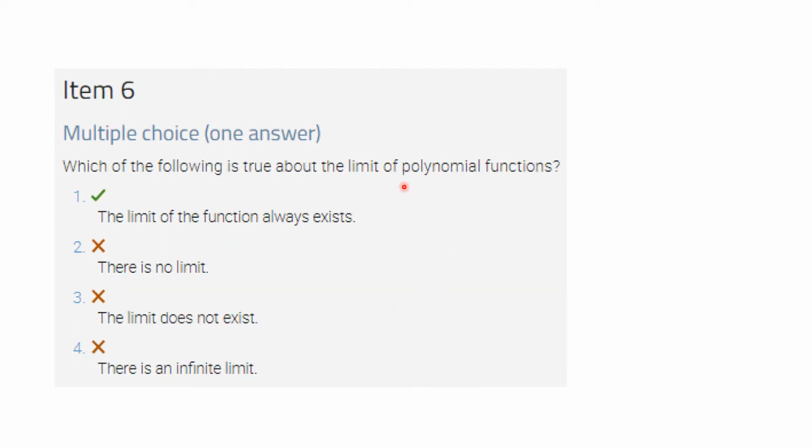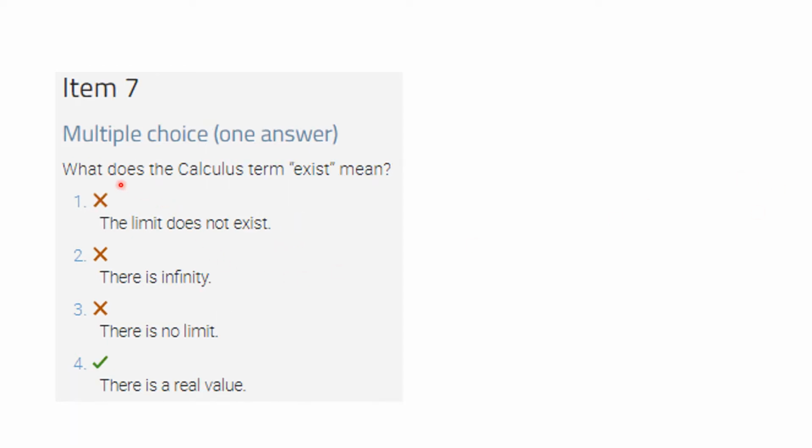Which of the following is true about the limit of polynomial functions? Remember that polynomial functions have no restrictions; all values are allowed. Therefore, the limit of the function at any value c will always exist. Exist as a term in calculus would mean there is a real value. So when you say it does not exist, then there is no real value, just like imaginary, undefined, or indeterminate. Real value, real numbers.